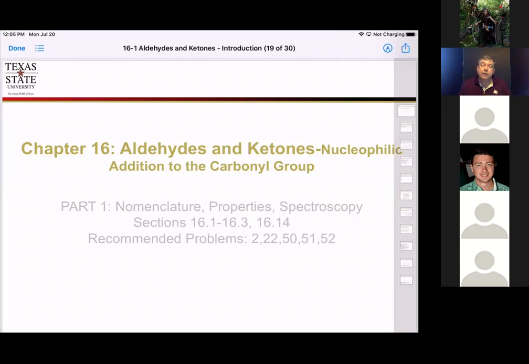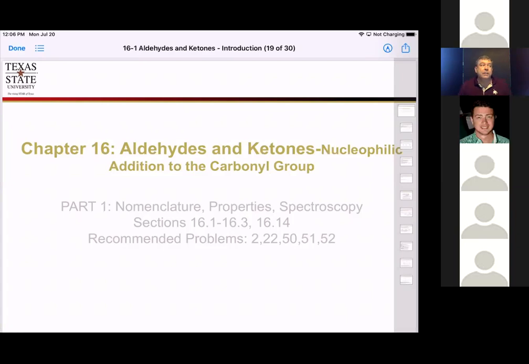Now we introduced that carbonyl group, that carbon-oxygen double bond, in a previous chapter where we talked about how it was a polar bond, it was sp2 hybridized, and it had a pi bond between the oxygen and the carbon. And that gave us some reactivity because the carbon was partially positive and the oxygen was partially negative.